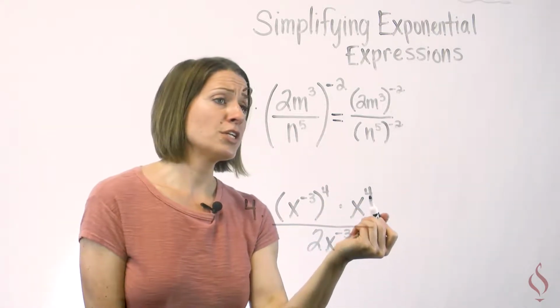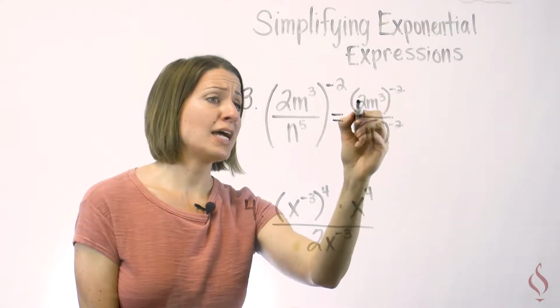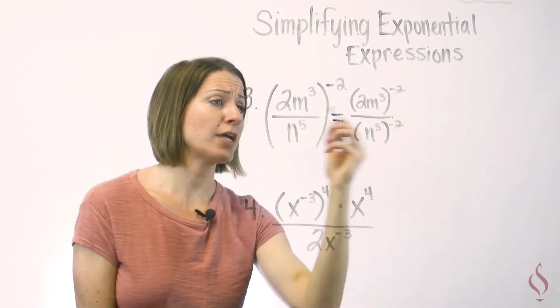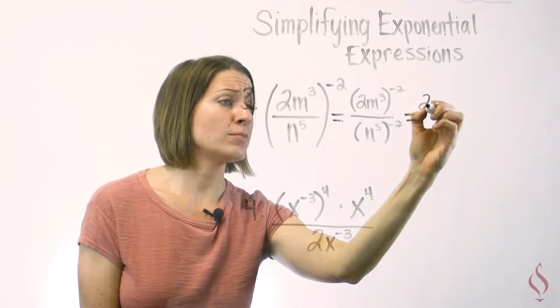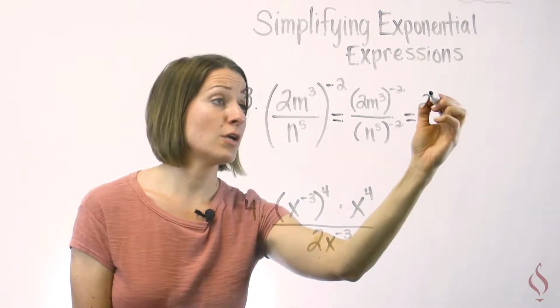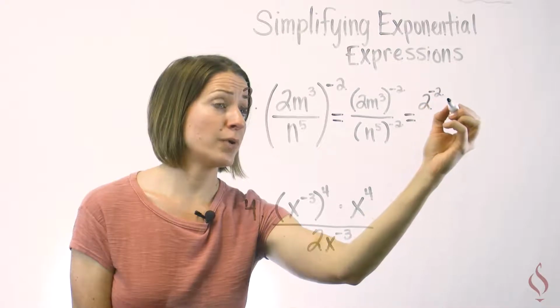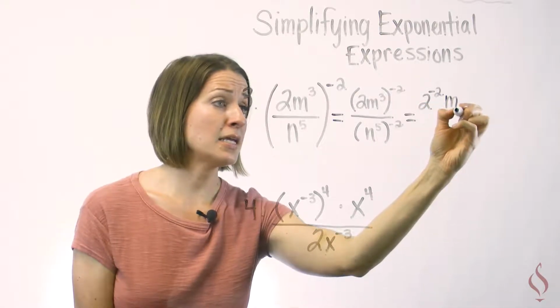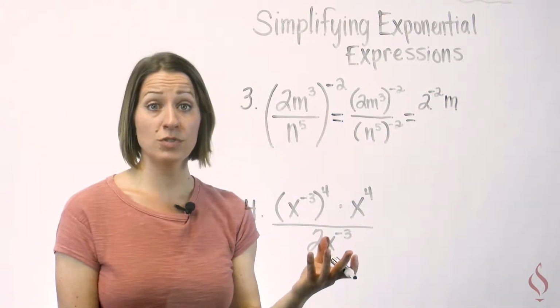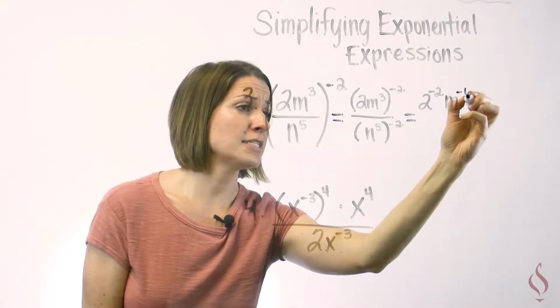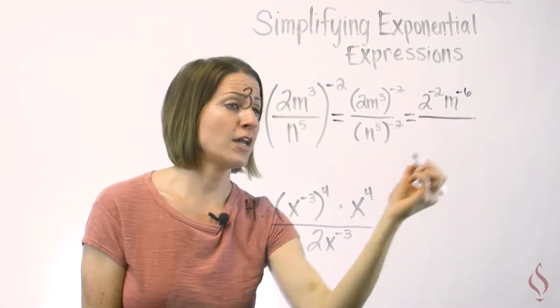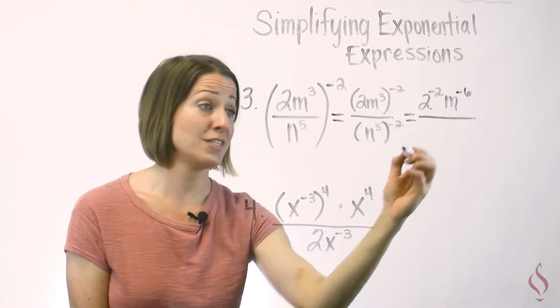Okay, so what we're going to do is apply this power rule, and it's going to look something like this. It's now going to be 2, which is our coefficient, raised to the negative 2 power, and m was cubed, and so 3 times negative 2 is negative 6. All of that over n to the negative 10.